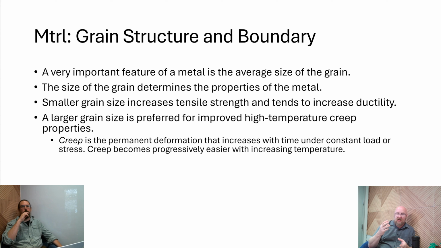Creep is basically deformation that increases with time under a constant load or stress. For instance, there's a meticulous process to create the turbine blades in a jet engine, to create a single crystal lattice even though it's in the shape of a blade. The external part of the crystal is a grain boundary and has a shape to it, but internally it's all one crystal. They do that because of the high temperature creep issue, so that it does not have that.